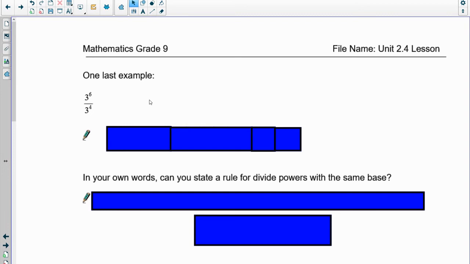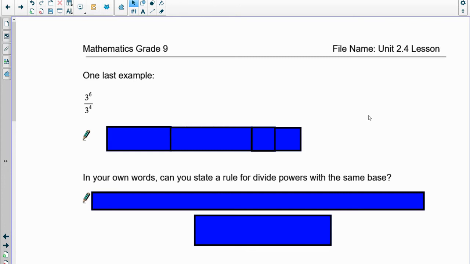One last example. 3 to the power of 6 over 3 to the power of 4. Now what I'd like you to do is try this one on your own. See if you can figure out what the answer is in exponent form, in power form, okay? So pause the recording and do that right now.